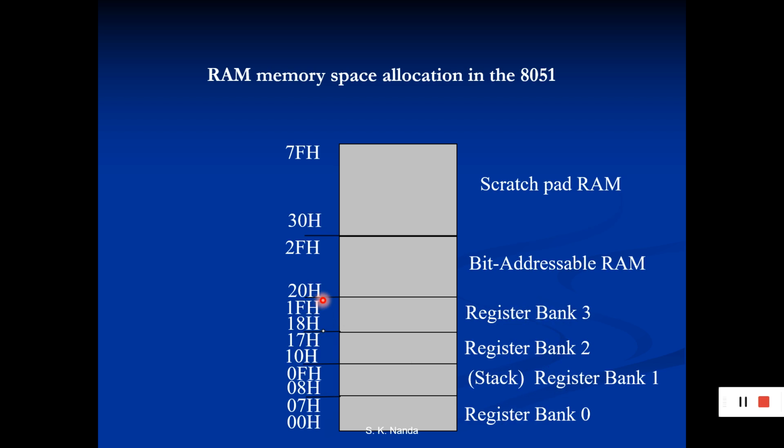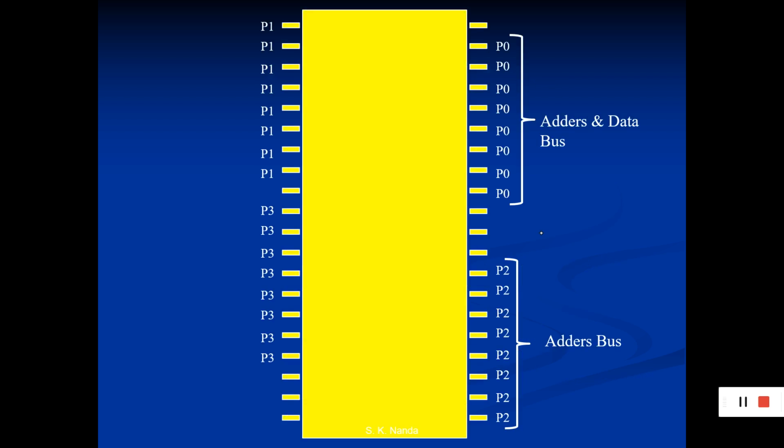16 bytes from 20H to 2FH are set aside for bit addressable read-write memory. 80 bytes from 30H to 7FH locations are used for read and write storage and it is called scratch pad. These 80 locations RAM are widely used for purpose of storing data and parameters by 8051.